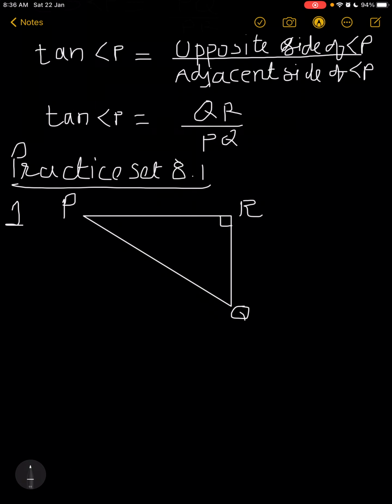PQ is the hypotenuse because angle R is a right angle. I will write here hypotenuse. Angle R is a right angle, so PQ is the hypotenuse.